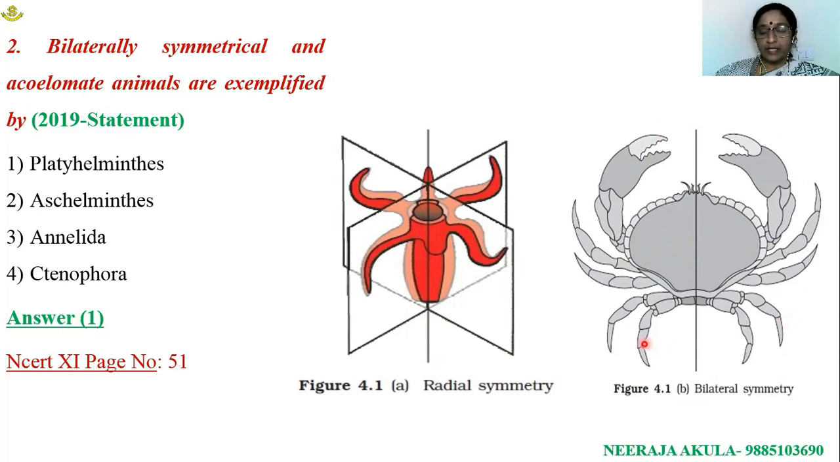Here is an organism which we can cut into two equal halves through only one plane. That plane is known as the mid-sagittal plane. As a result, we are getting two lateral parts. Hence, it is known as bilateral symmetry. Based on the presence, absence and formation of coelom, the organisms are categorized into three types: acoelomate group organisms, pseudocoelomates, and eucoelomate group organisms.